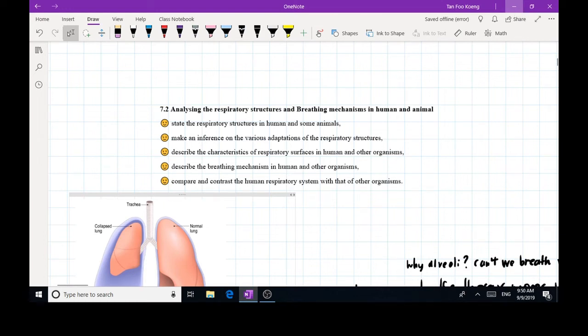Now, so last time we talked about the various adaptations of respiratory structures and surfaces, as in humans, insects, frogs, fish. And then today, let's continue with the breathing mechanism.